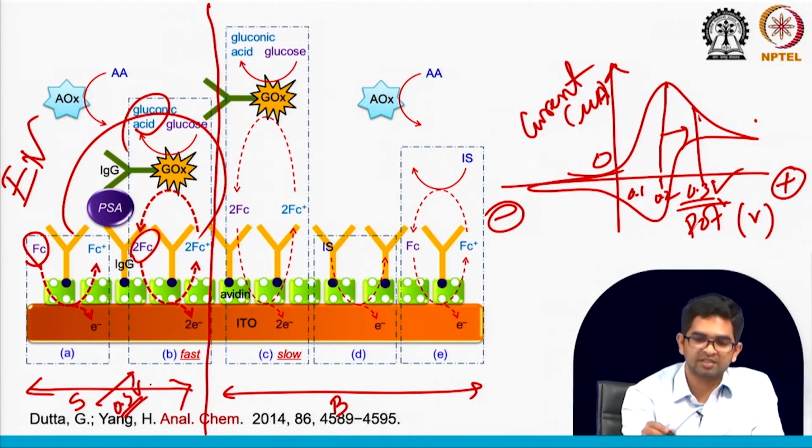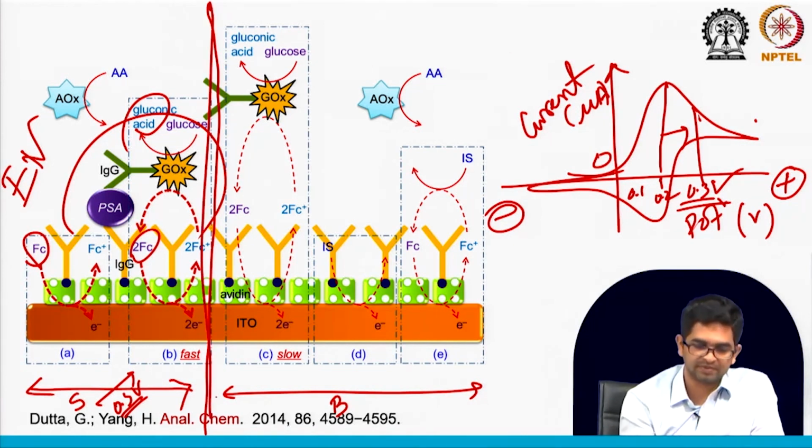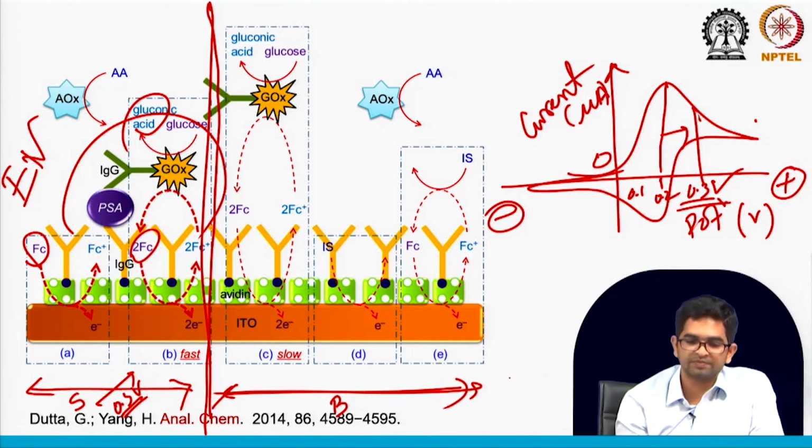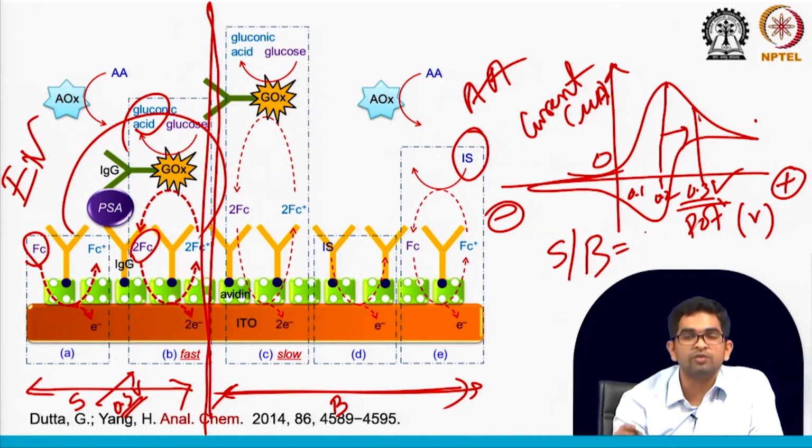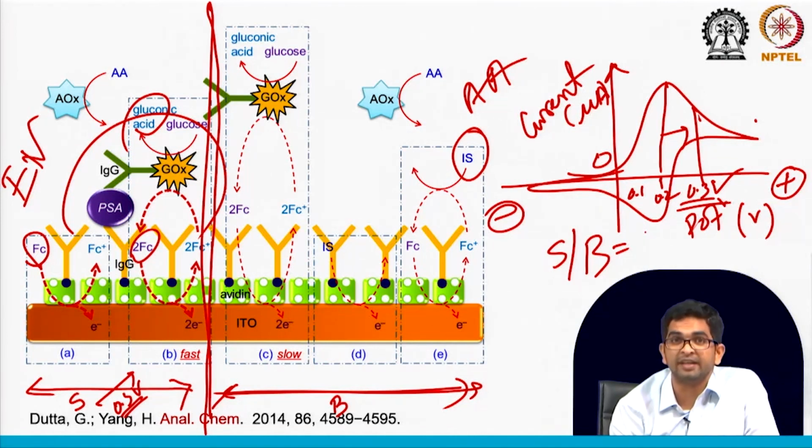Suppose you think of this right hand side part. This is your background part. At the beginning, if there is no target, but you have interfering species like ascorbic acid and you are applying 0.3 volt, then they will oxidize and create a high background. Your sensitivity, like the signal to background ratio, will decrease. Your sensor will not be very sensitive, right?